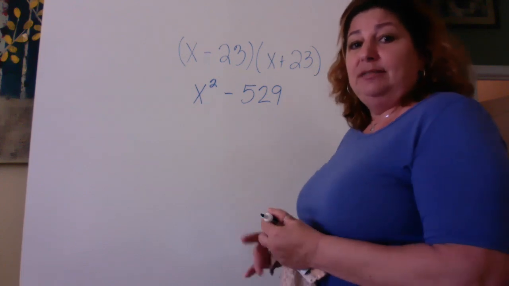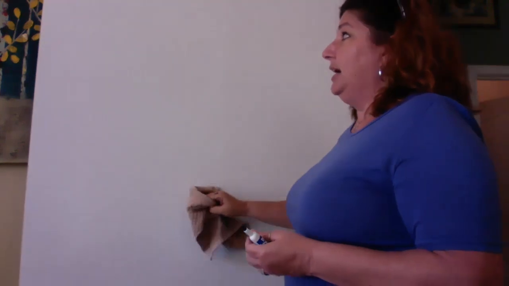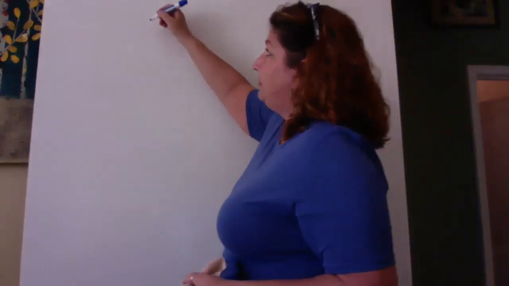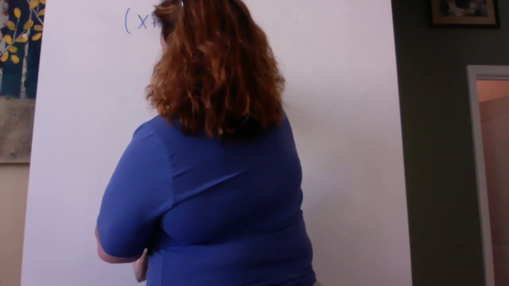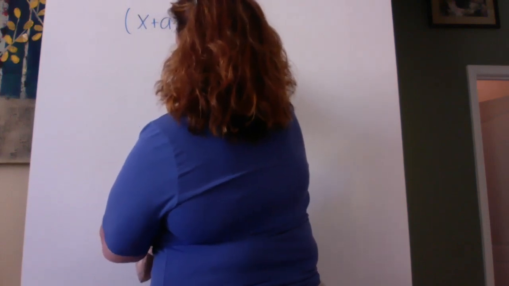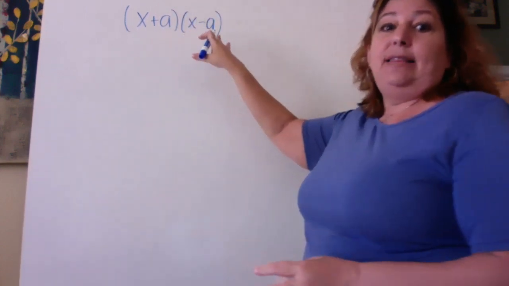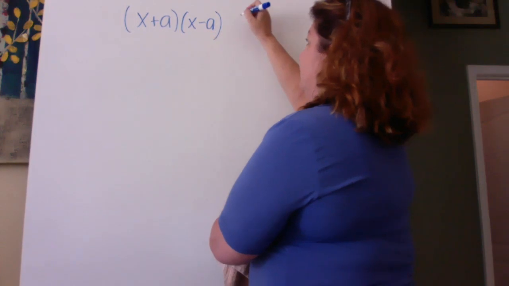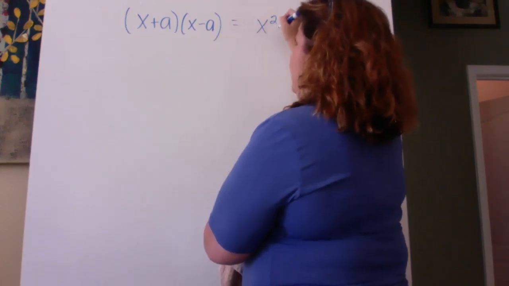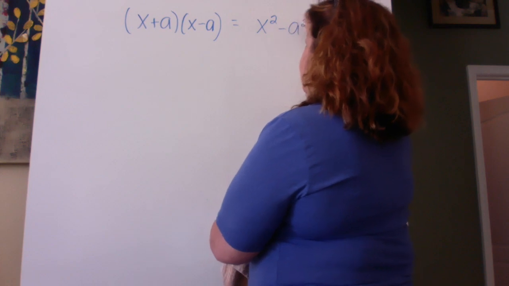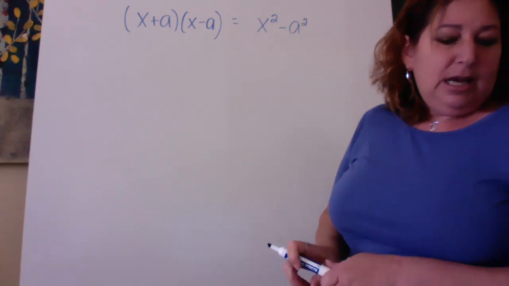That's your binomial. Okay, so that's one special case, and we call that x plus a times x minus a. They're just opposites, and they're going to give us x squared minus a squared. Okay, so that's one example.